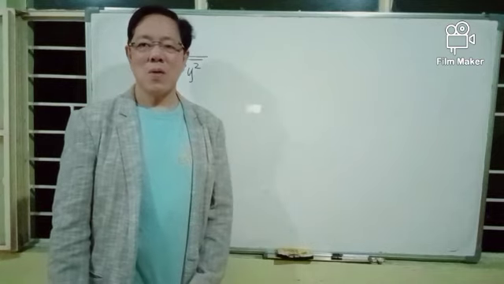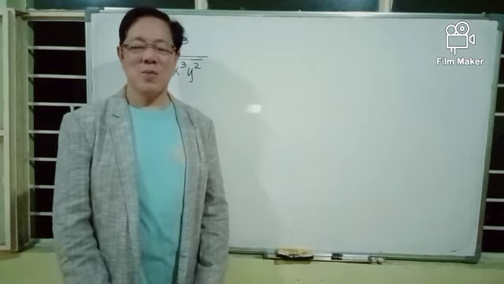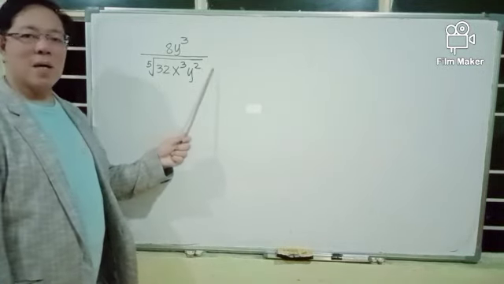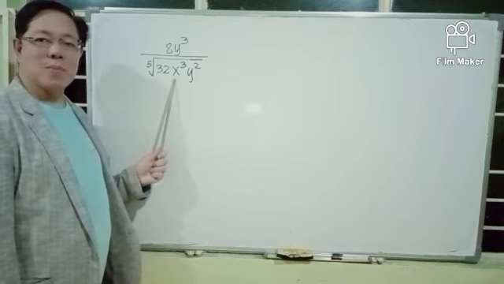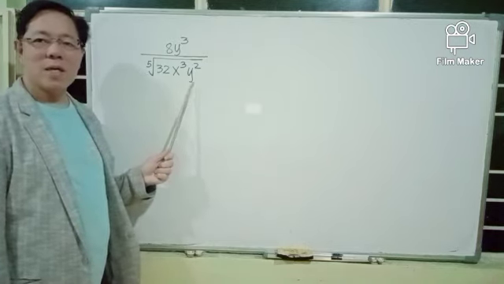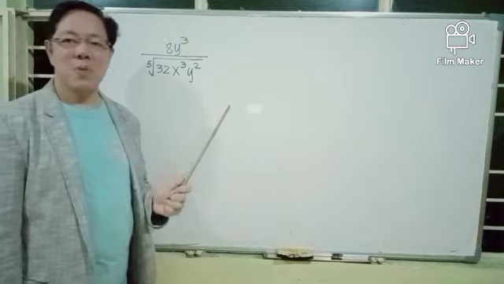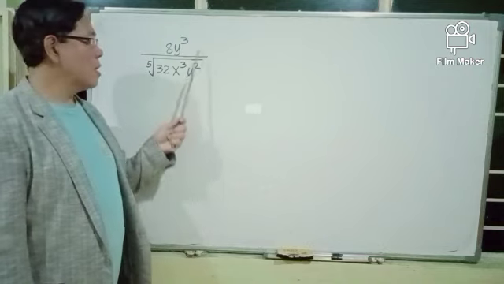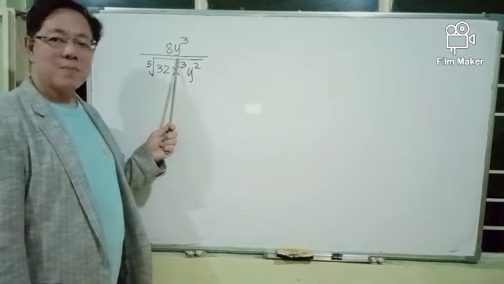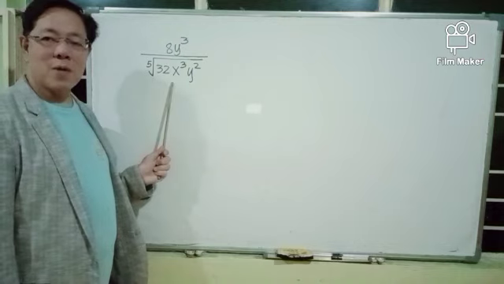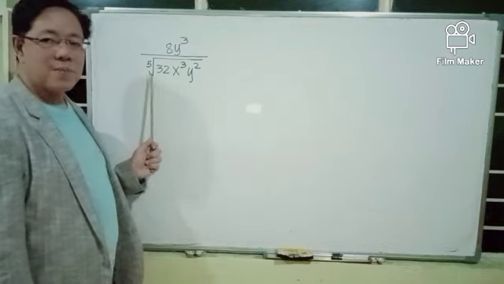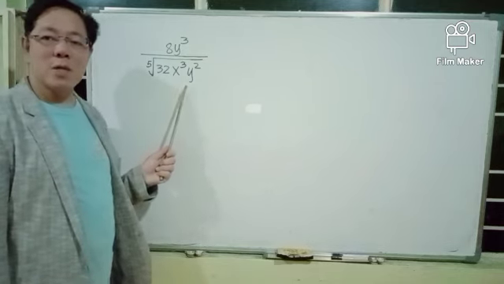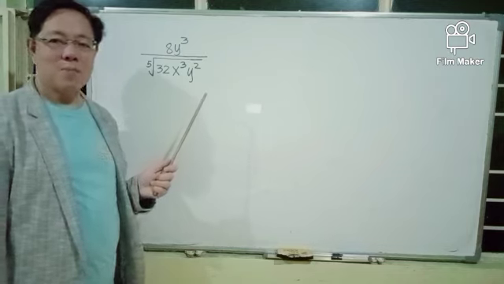For our second example, consider the following rational algebraic expression. We have 8y cubed divided by the fifth root of 32 multiplied by x cubed multiplied by y squared. This is an example of rational algebraic expression because it is a ratio of two algebraic expressions. The numerator is a monomial, while the denominator is a radical expression with index of 5. Now we will rationalize the denominator. To rationalize the denominator is to remove the radical sign from the denominator.